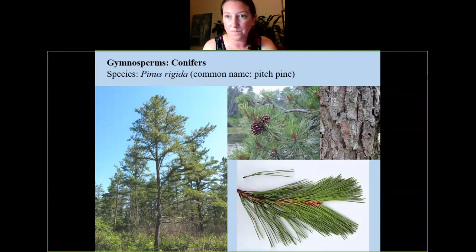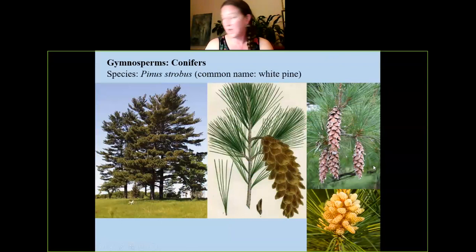Hold on. I need a bigger screen. Fascicle. Pitch pine has 3 needles per fascicle. That's the easiest way to tell it apart from other pine trees. No other pines in our region have 3 needles per fascicle. So remember, fascicle just means a group of needles, a cluster of needles. Okay. Moving along, making headway here. We should be done in maybe about 15 or so.